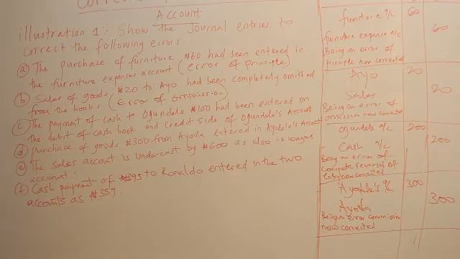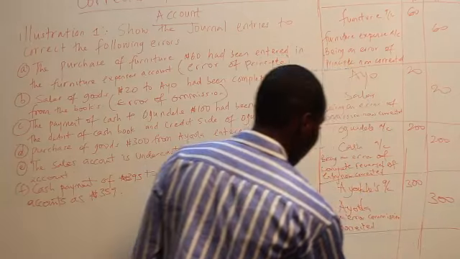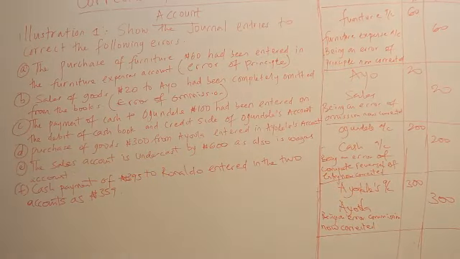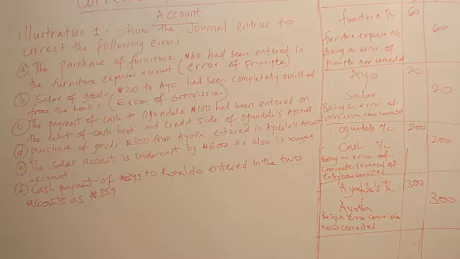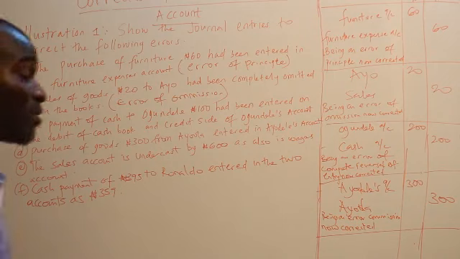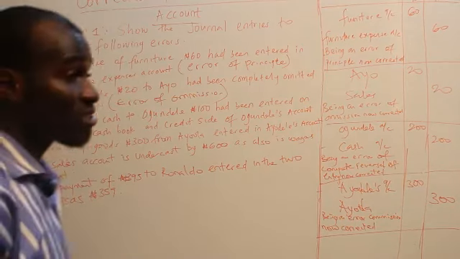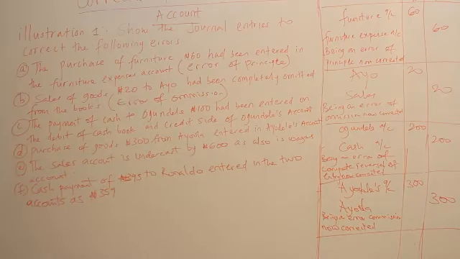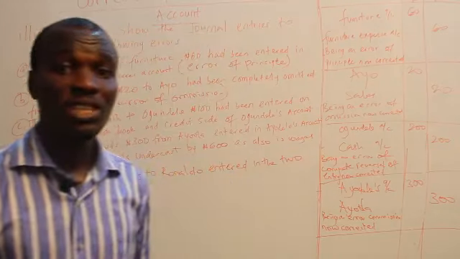So the next question: sales account is undercast by 600 naira, as also is wages account. This is an error of compensating. So the error in sales account is being compensated by the error in wages account. So what are we going to do? We are going to credit the sales account by 600 naira. Since the sales account has a credit balance, to increase the amount, we have to credit the sales account. And also to increase the wages account, we have to debit wages account, since wages account has a debit balance.